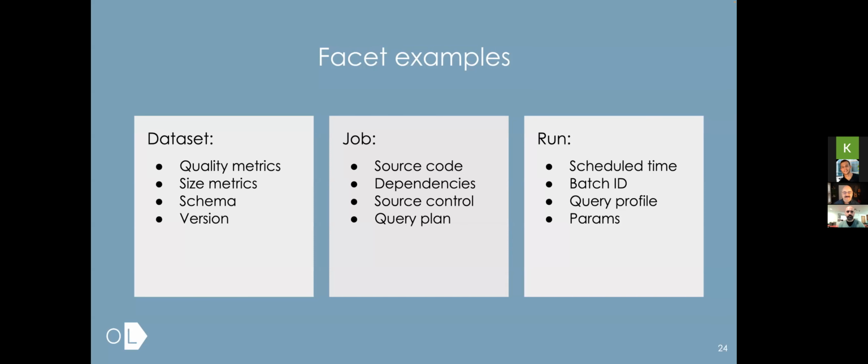You could have a link to source control for that particular job, like a git SHA, or the query plan could be stored here. For a run, it might be particularly interesting to say the scheduled time in addition to the execution time. We automatically track when it was executed, but it'd be nice to know if it was late, for example, or the batch ID, or the query profile, or the parameters to the query. There are a variety of things we can store in facets, but this is here to engage your curiosity about all the things that could be stored inside of a metadata repository that primarily stores Lineage, but can store a whole lot of other stuff too.